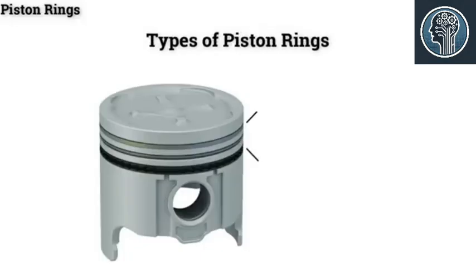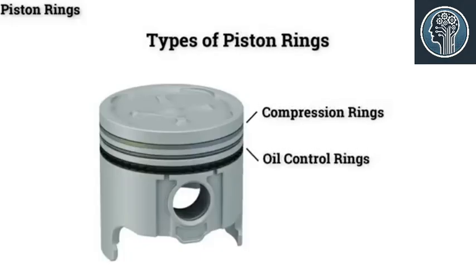Mainly there are two types of piston rings available. They are compression rings and oil control rings. The number of piston rings used is about 2 to 4 compression rings, and 1 to 2 oil control rings.